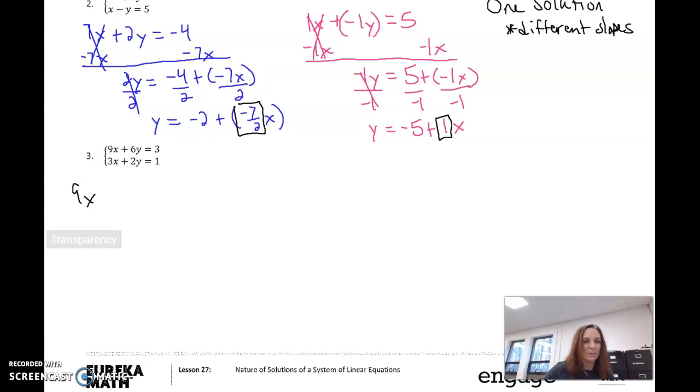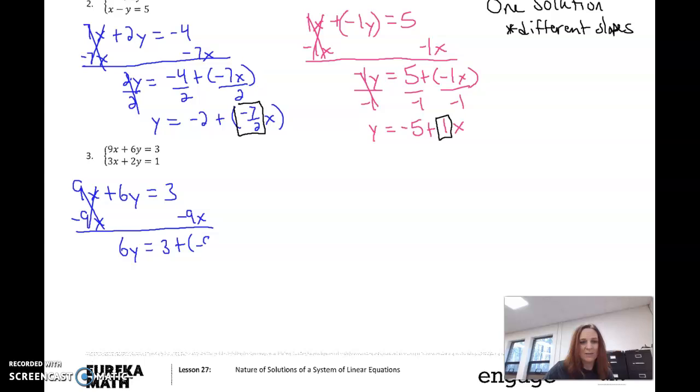9x, oh, I want to do this in blue. Why? I don't know, but 9 times x plus 6 times y equals 3. Solving for y, let's get rid of the 9x by subtracting 9x from each side. 9x minus 9x is 0. I'm left with 6y equals 3 plus a negative 9x. Divide by 6, divide by 6, divide by 6. y equals 3 over 6. I can reduce that to a half.